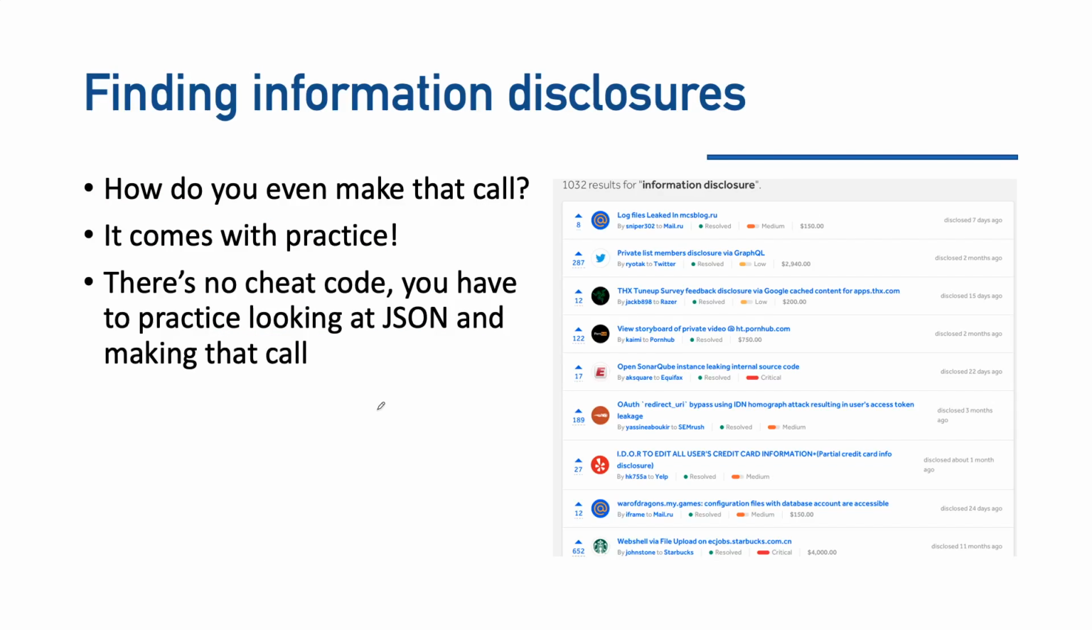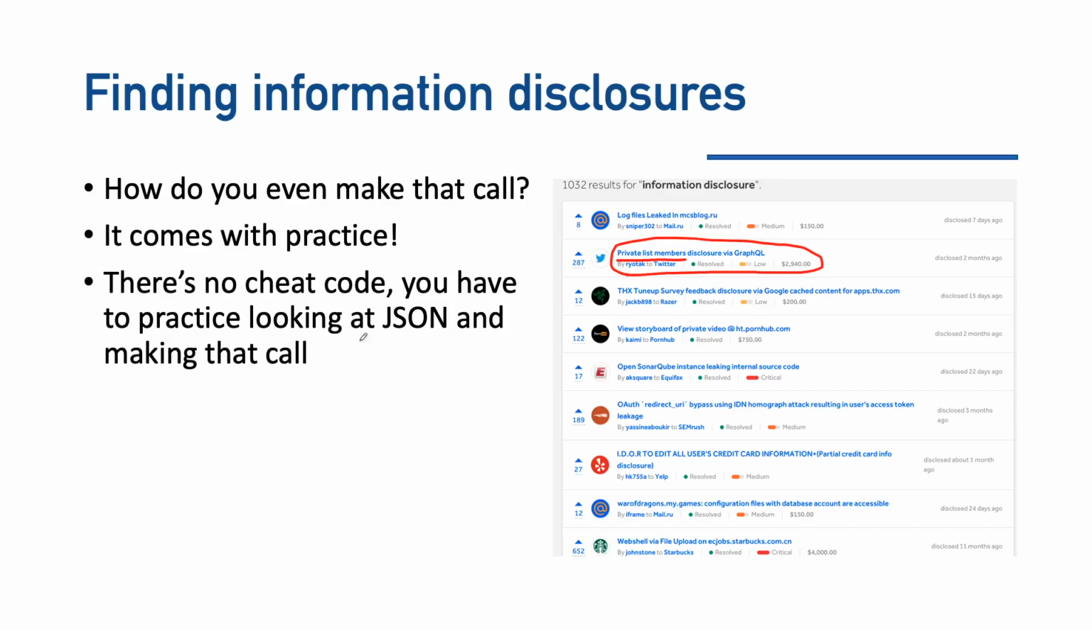Okay. So let's talk about finding information disclosures. How do you even make the call with API endpoints that something's an information disclosure? Like, how did this person who submitted this $2,000 bug to Twitter decide that private list members was an information disclosure? And it just comes with practice. There's no cheat code. There's no tool I can give you that tells you whether or not something's information disclosure or not. You have to practice by looking at JSON and making that call.